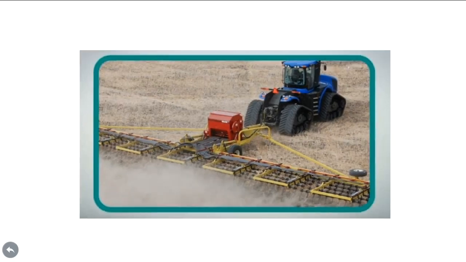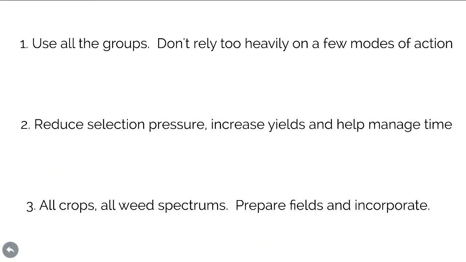In summary, remember these 3 key points. Diversify your herbicide rotation to help you save your important groups. By relying too heavily on a certain mode of action, you will run into resistance problems faster than anticipated. Using groups 3 and 8 will reduce selection pressure when your post-emergent herbicide is used, increase yields in fields with moderate to heavy weed pressure, and help with time management when in-crop spraying is delayed. Gowan has a product for all crops and weed spectrums. Just remember to prepare fields properly and incorporate for best results.